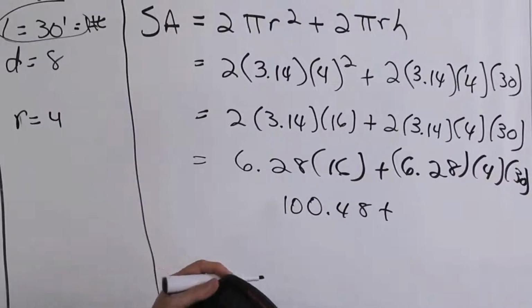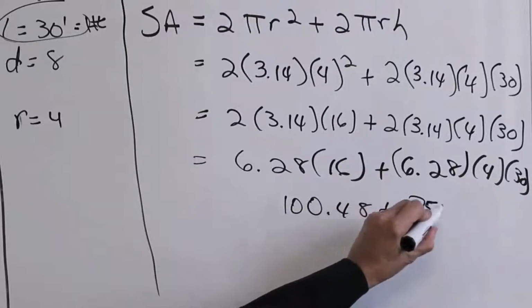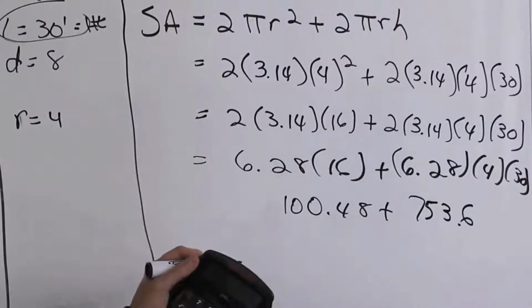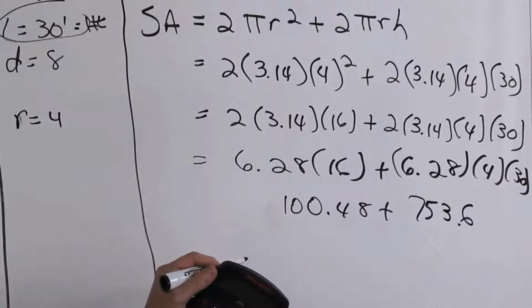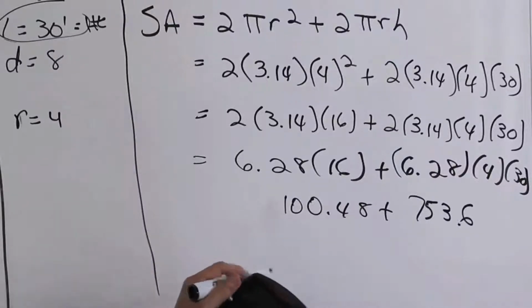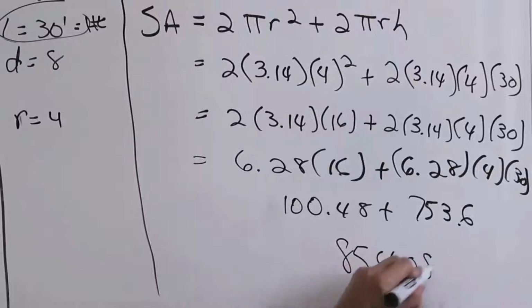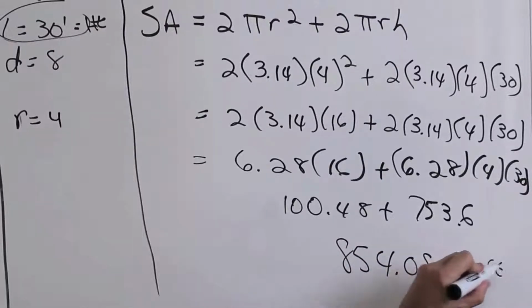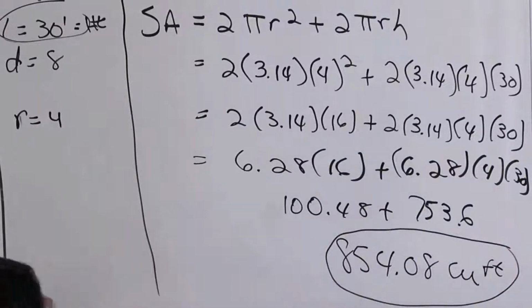Here we go. 753.6. Now I'm going to add these two. So I'm going to add 753.6 plus 100.48, and I get 854.08 cubic feet. Cubic feet, and we're done. That's how much sheet metal I need. Awesome. Okay, that takes care of surface area.